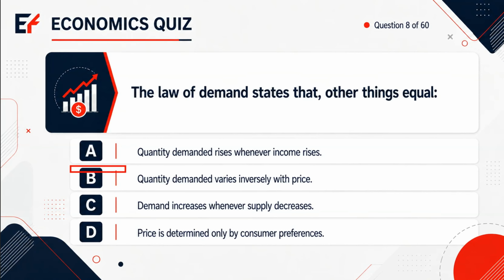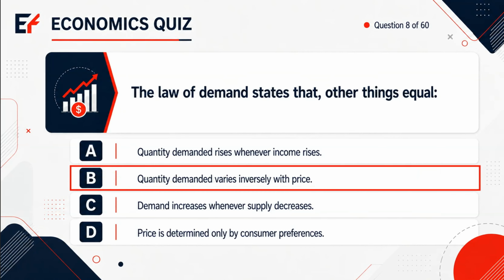Let's make the relationship clear. The law of demand says that when price rises, quantity demanded usually falls, and when price falls, quantity demanded usually rises, assuming other factors remain unchanged. Option B is correct because it captures this inverse relationship between price and quantity demanded. Option A confuses demand with income changes, which is a separate factor. Option C mixes demand with supply, but a supply change does not automatically define the law of demand. Option D is too narrow because price is influenced by both demand and supply, not only consumer preferences. The main idea is simple. Price and quantity demanded usually move in opposite directions.